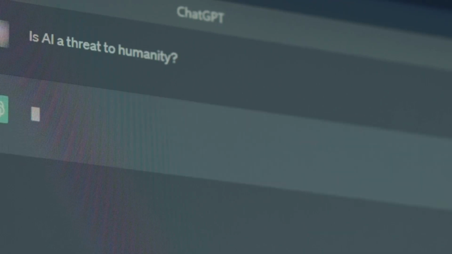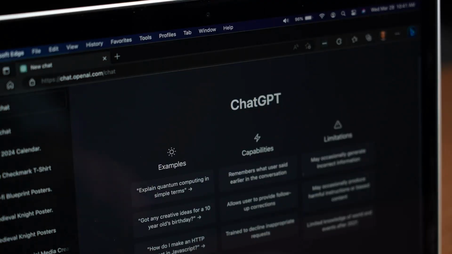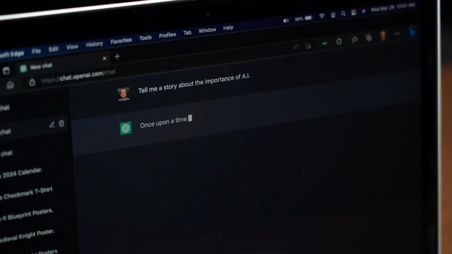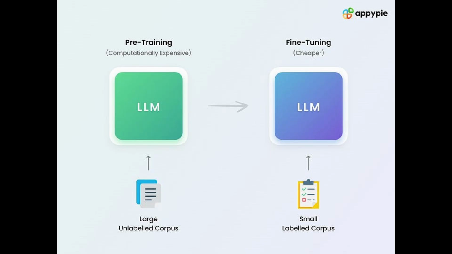So how does an LLM learn all this? It happens in two main stages: pre-training and fine-tuning. Let's talk about pre-training first. Pre-training is like the LLM's basic education. It's trained on a gigantic data set of text. We're talking about most of the internet, huge libraries of books, and more.